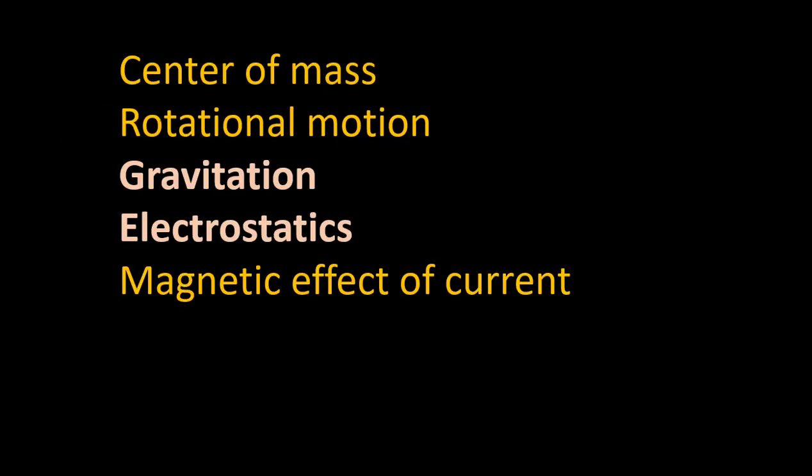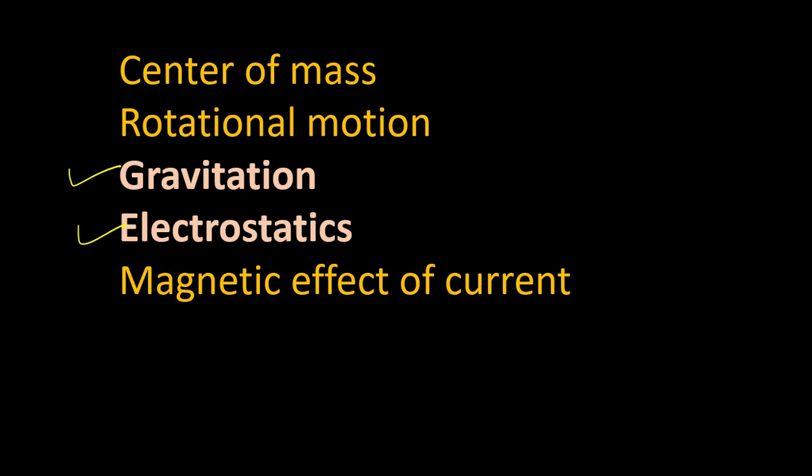Now, cavity type questions don't belong to a single chapter. In fact, you will find them scattered all across physics in topics like center of mass, rotational motion, electrostatics, gravitation, and even magnetic effect of current. But in this video, we will narrow our focus to just two areas, gravitation and electrostatics. The reason is simple. The mathematical treatment of both is almost identical. So once you understand how to solve a cavity problem in gravitation, you can apply the same logic to electrostatics as well. The only thing is the symbols will change.